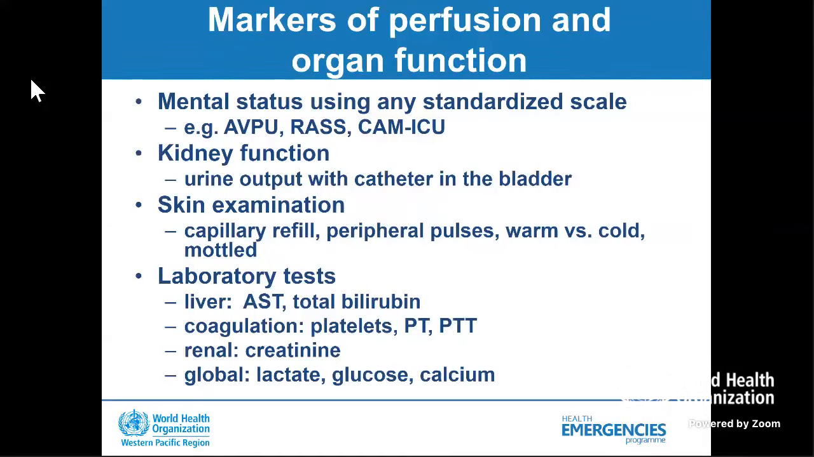Exam of systems such as the nervous system. You can use any kind of standard scale, such as AVPU, alert versus other. You can also use what's called a RASS score, which is a score for agitation and sedation, or the CAM-ICU, which is a delirium scale. Looking at the kidneys, following urine output hour by hour. The skin exam also includes looking at the capillary refill and the strength and quality of the pulses. And then laboratory testing can be markers of single organ perfusion, such as creatinine, or can be a global marker of perfusion, such as lactate.